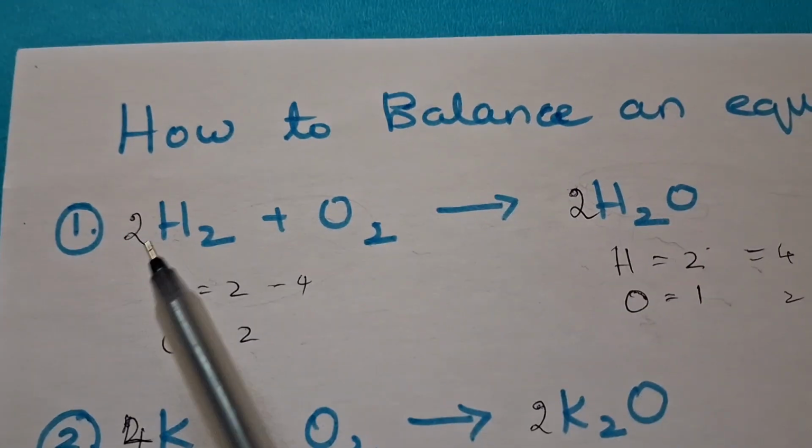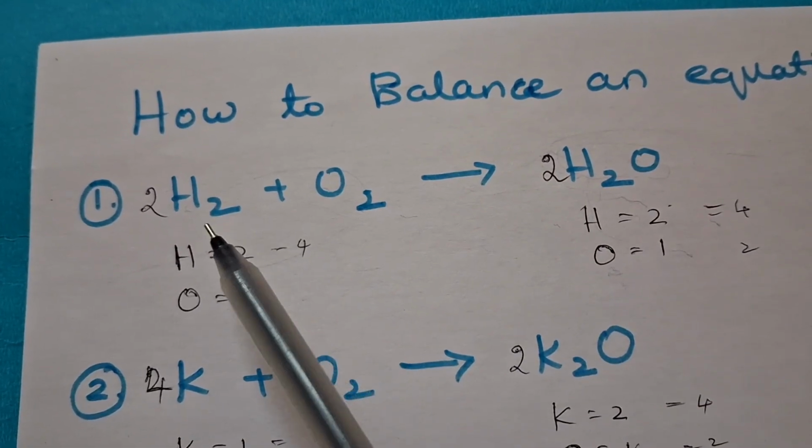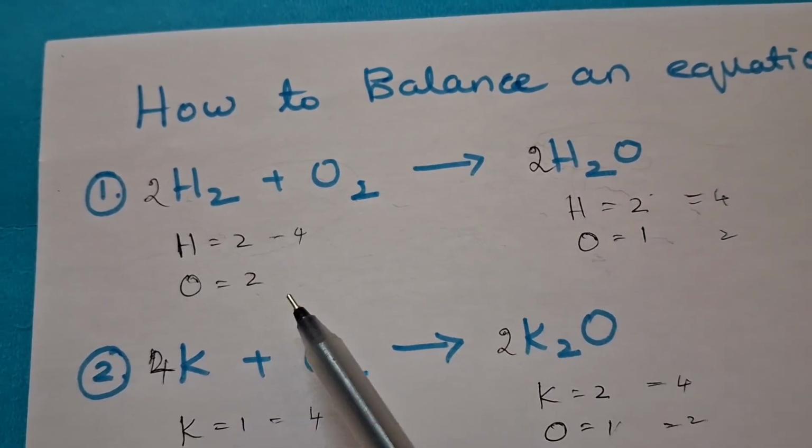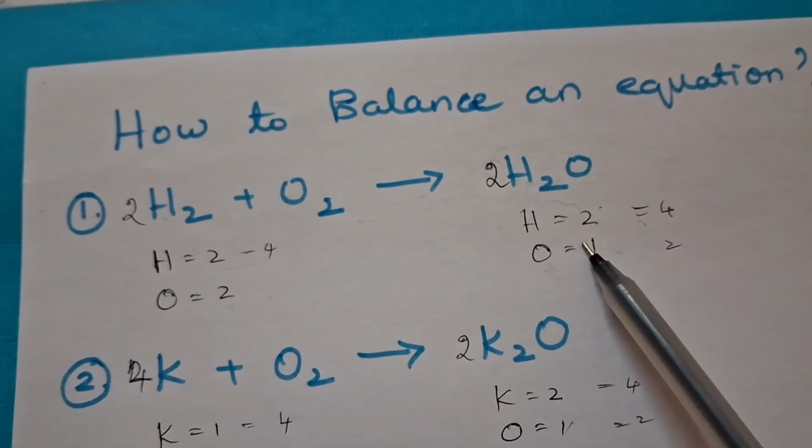How are we balancing here? So which side is more? Here it is 2 and 2, so here it is 4. Here it's only 2 plus 1, so 3 here. So this side it's very less.